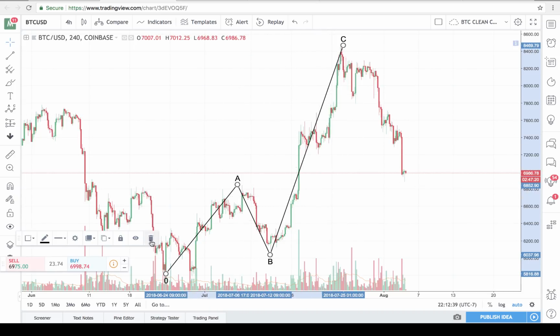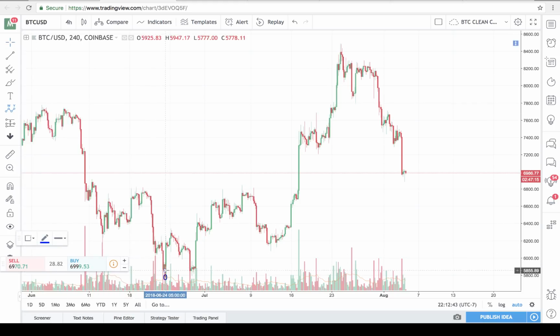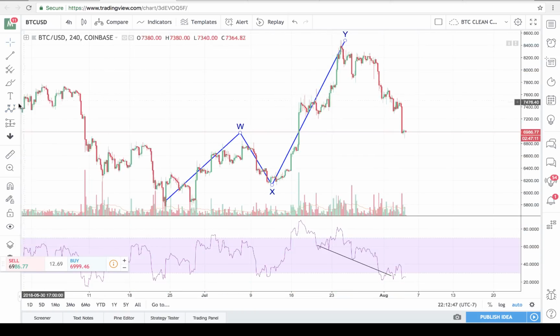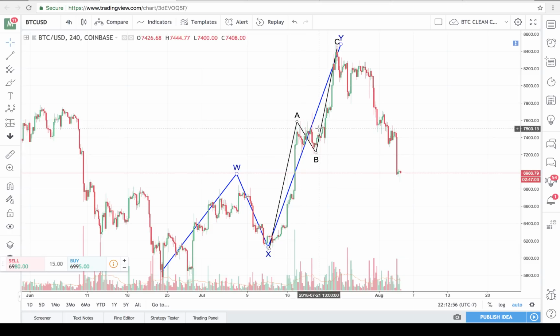But what it can be, and what I believe it is, is a corrective double combo, a corrective WXY, with this Y wave being an ABC on its own. So this would make a lot more sense than anything else that has been proposed. This is what I believe we are seeing, a double combo correction.